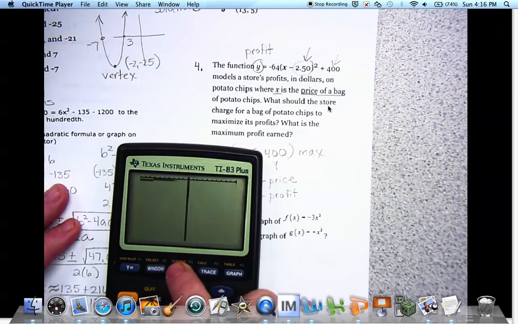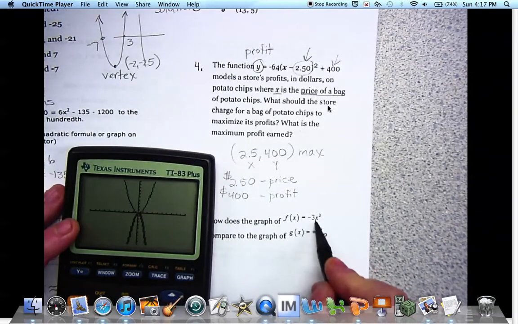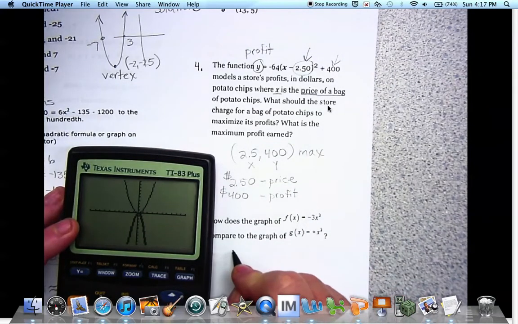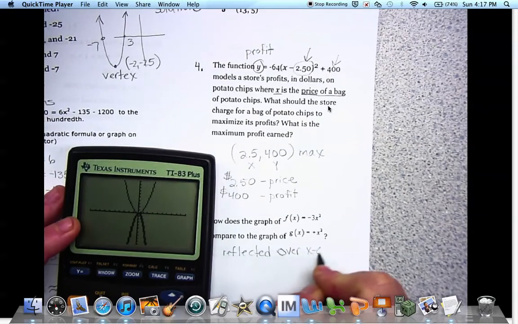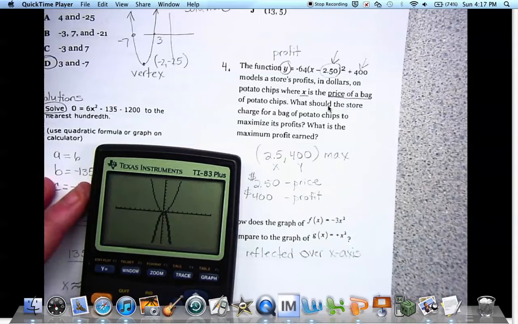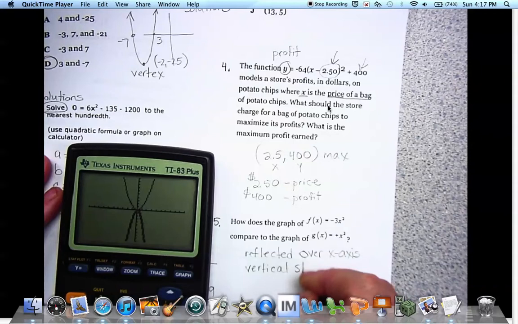And I don't want that. I want zoom 6. That's not going to look so good. I'm going to go back to zoom 6. There's the parent function. And there's the negative 3x squared function. So what happened? It flipped, or reflected, over the x-axis, and it got narrower, or we're going to say it was a vertical stretch.